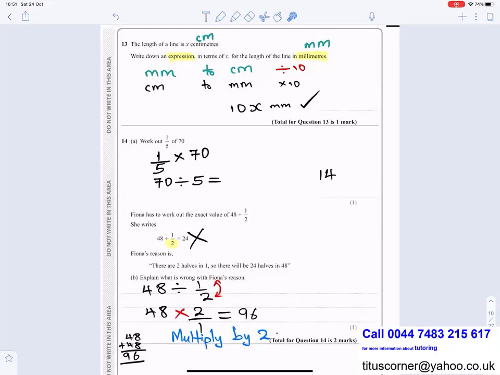When you divide, you can change it to times. You change the divide to times and flip the second fraction, so it becomes 2 over 1. So it becomes 48 times 2 is 96. So dividing by a half is the same as multiplying by 2.